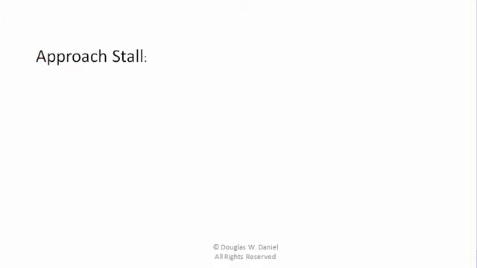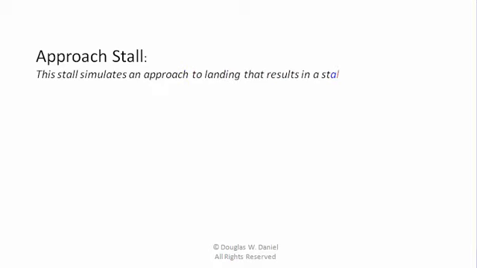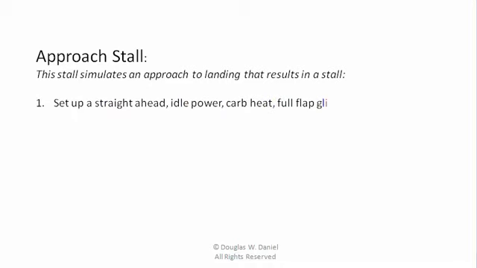An approach stall. This stall simulates an approach to landing but results in a stall. Set up a straight ahead, idle power, carb heat, full flap glide at 60 knots. This is assuming you're in a Cessna 152. Slowly lift the nose until you stall. Now here I didn't say until you hear the stall warning, I said until you stall.